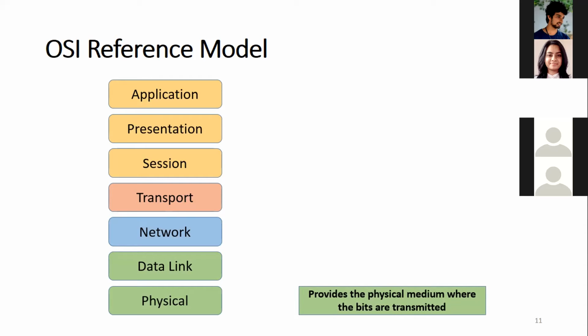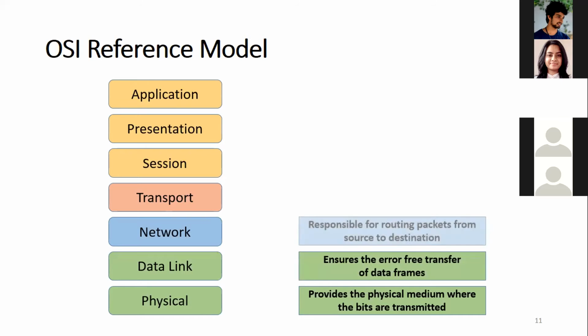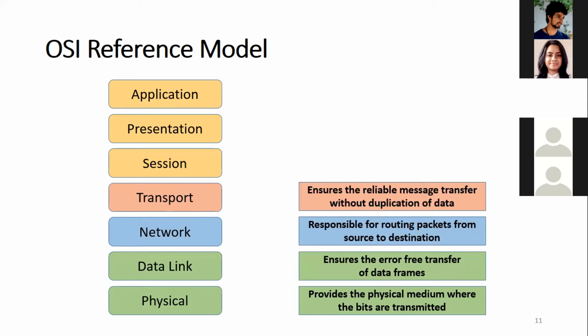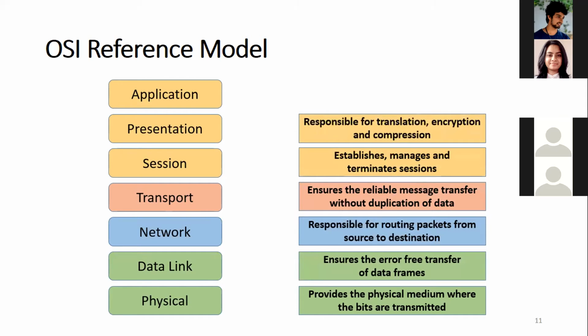The bottommost layer, the physical layer, provides the physical medium where the bits are transmitted. Then we have the data link layer, which ensures the error-free transfer of data frames. The network layer is responsible for routing packets from source to destination. The transport layer ensures reliable message transfer without duplication of data. Next we have the session layer, which establishes, manages, and terminates sessions. The presentation layer is responsible for translation, encryption, and compression. And finally, we have the application layer, which is the user interface, providing services to the end user.